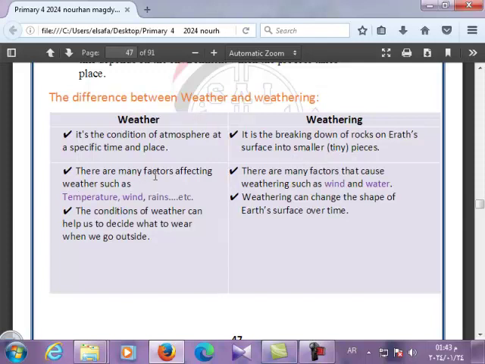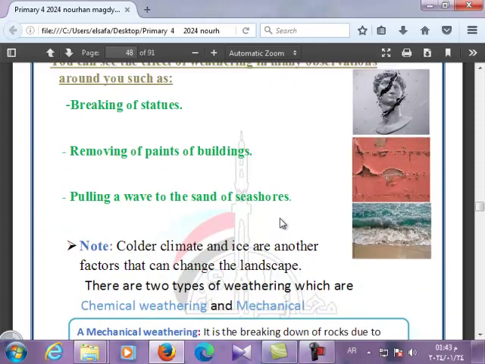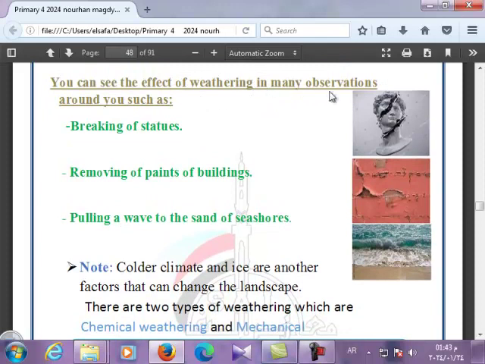There are many factors affecting weather, such as temperature, wind, and rain. The condition of weather can help us decide what to wear when we go outside. There are many factors that cause weathering, such as wind and water. Weathering can change the shape of Earth's surface over time. You can see the effect of weathering in many observations around you, such as the breaking of stones, the removal of parts of buildings, and waves pulling the sand of the seashore.